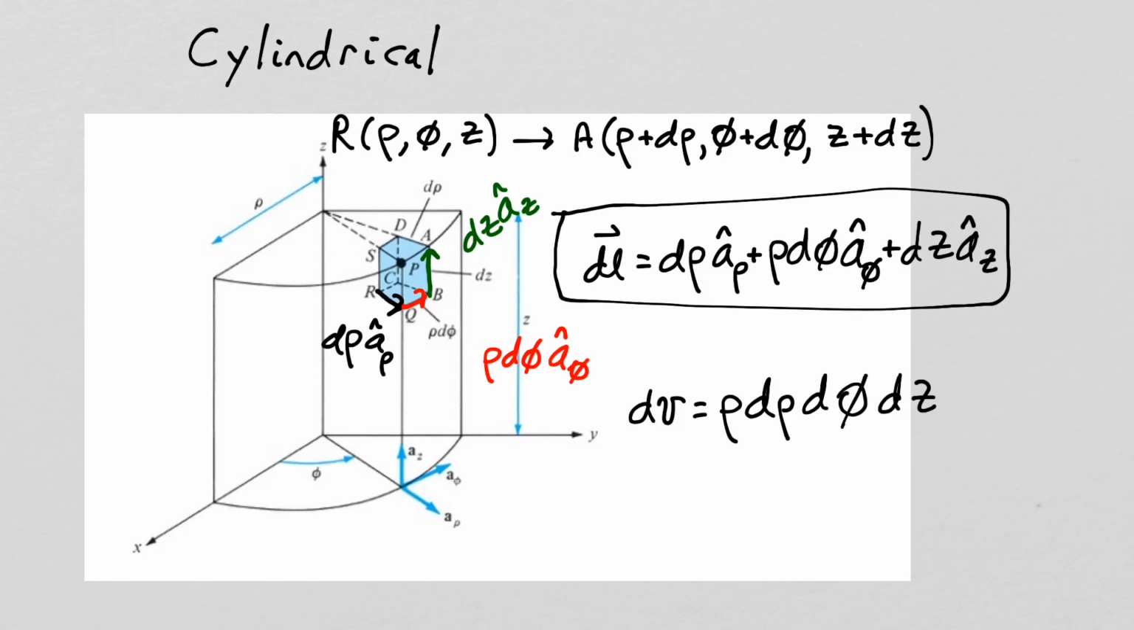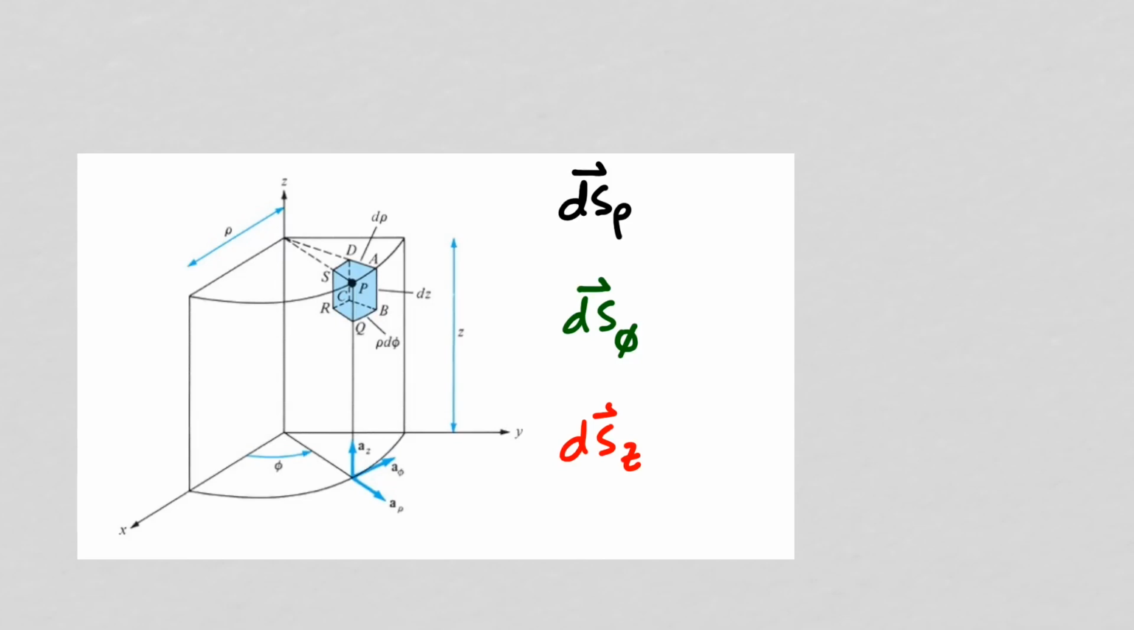We will again have three differential surfaces. The d sub s rho surface will be perpendicular to the rho direction. The d sub s phi differential surface will be perpendicular to the phi direction. And the d sub s z differential surface will be perpendicular to the z direction. Here is the unit vector in the rho direction, and the surface it is perpendicular to is A, B, Q, C. And this surface has area rho d phi dz.